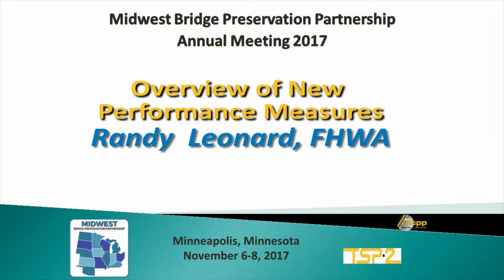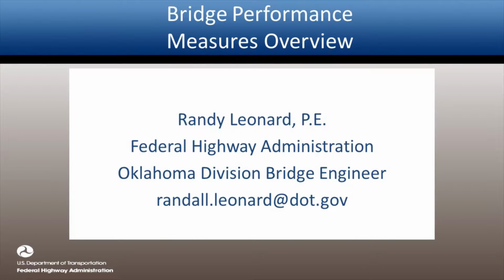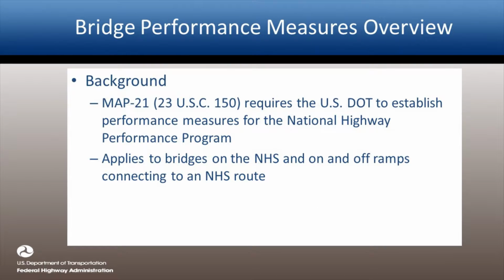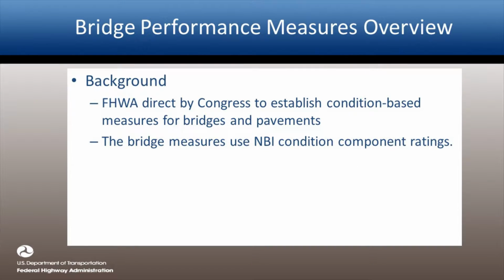As you may know, when MAP 21 was passed in 2013, it required the U.S. DOT to establish performance measures that applied to the National Highway Performance Program, the program that's used to fund the National Highway System, the NHS. And it applies to all the bridges on the NHS as well as the ramps connecting on or off an NHS route. So again, FHWA was directed by Congress to establish some condition-based measures for bridges and pavements.